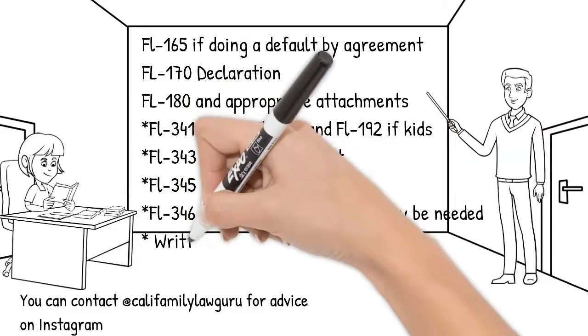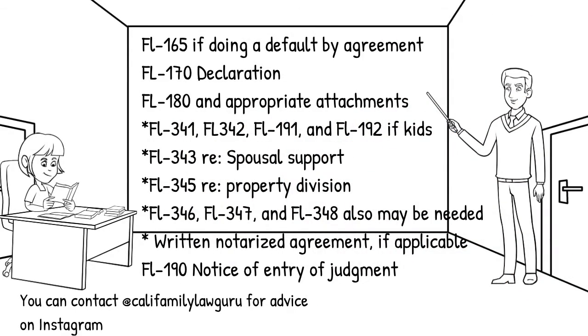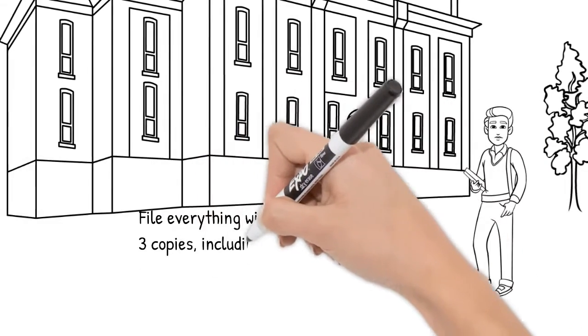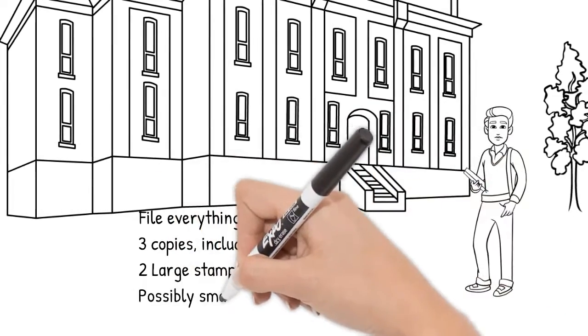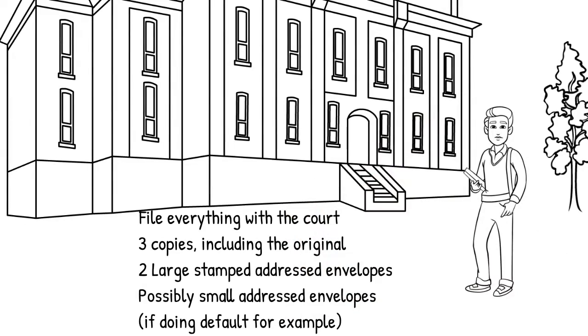Make sure that everything is filed with the court, that you give the court 3 copies, that's including the original, 2 large stamped envelopes to return the judgment to you that have enough postage as well as your address on them, and that you give them smaller envelopes for the FL 165 or FL 190s, etc.